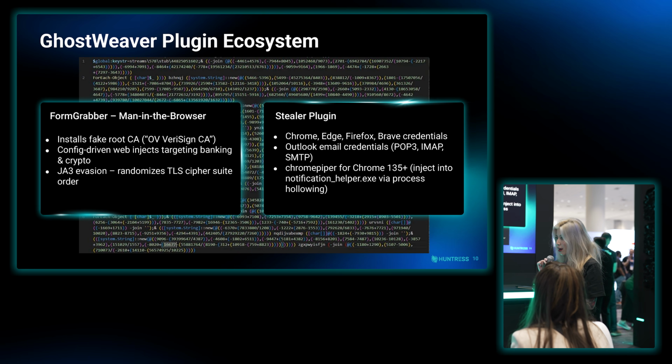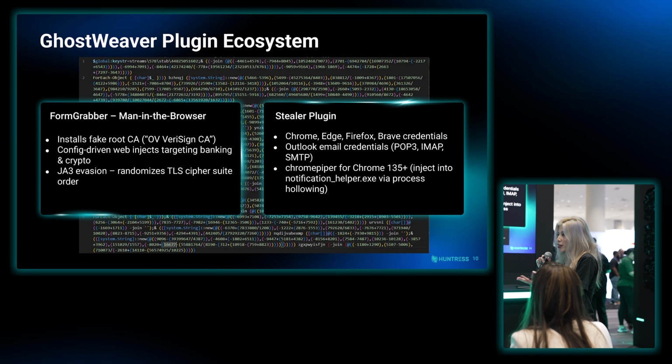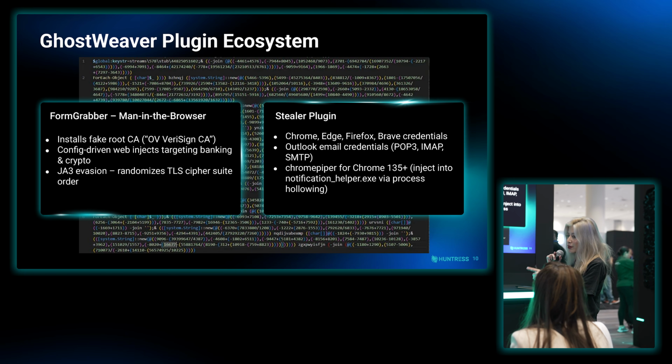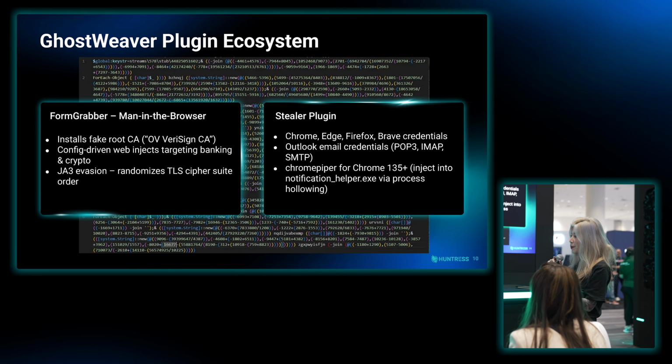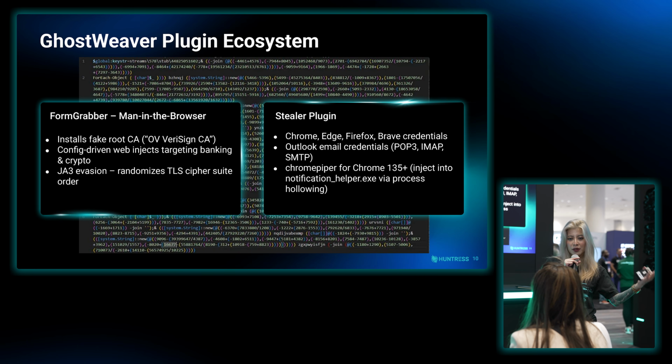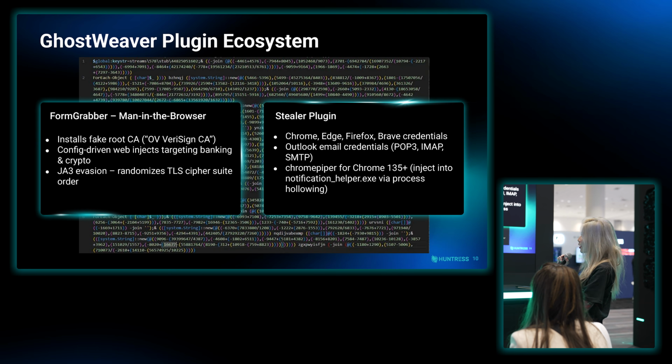So JA3 evasion. As defenders, we probably use JA3 fingerprinting to track or attribute malware based on the TLS fingerprinting, right? Which uses cipher suite orders. And so form grabber randomizes the TLS cipher suite order at the Windows SChannel using different APIs to shuffle the encryption order. Which means if you are tracking malware based on their JA3 fingerprinting and you already have a database of known bad signatures, you won't be able to track form grabber because it will create a different signature every single time for JA3.